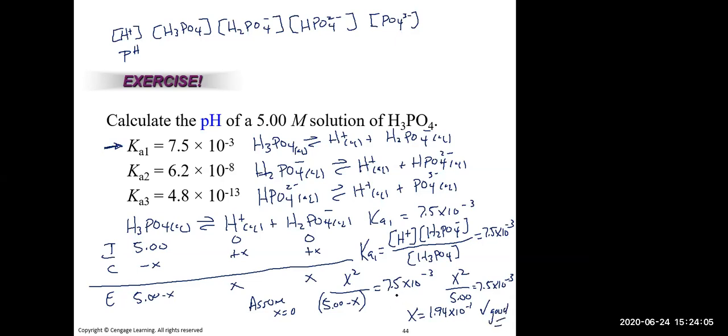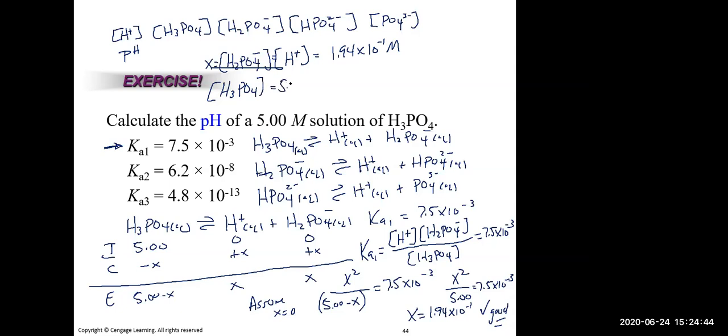So what does that mean? If we go to our ICE table, we now have several of these answers we're looking for. We see that x equals the concentration of H2PO4 minus, and that also equals the H plus concentration, and that has a value of 1.94 times 10 to the minus 1 molar.